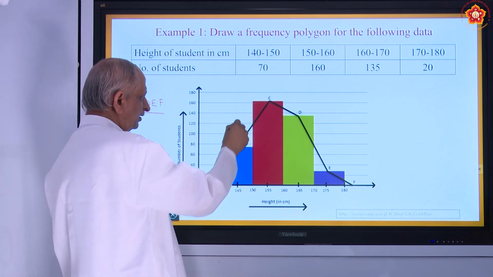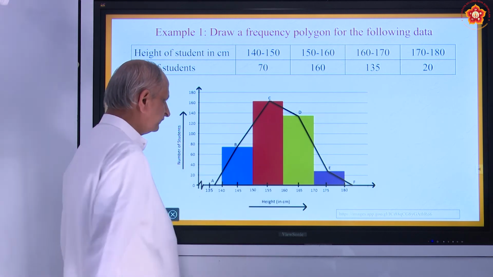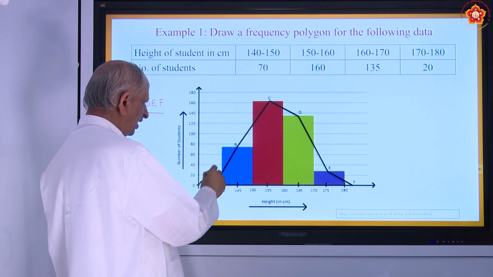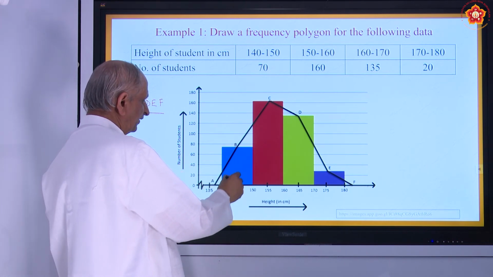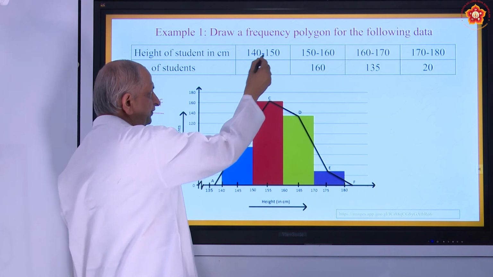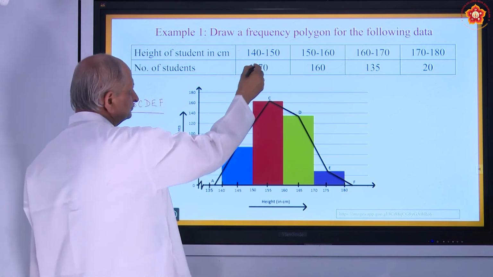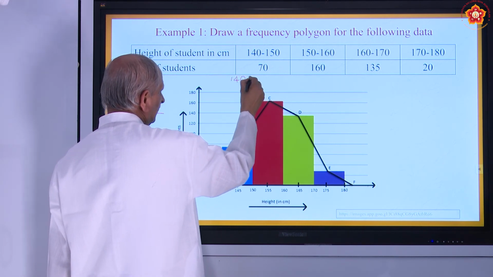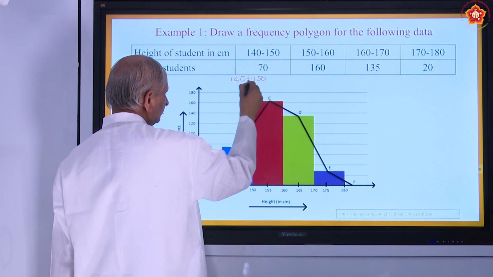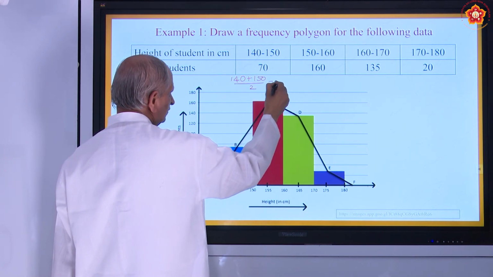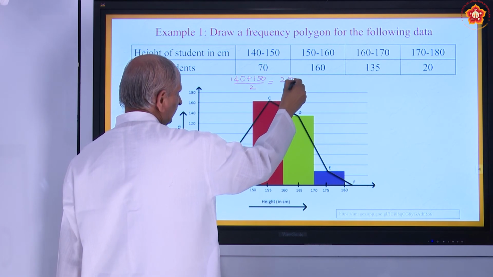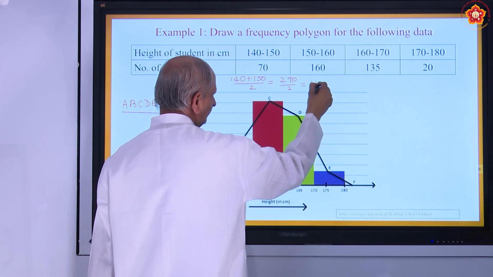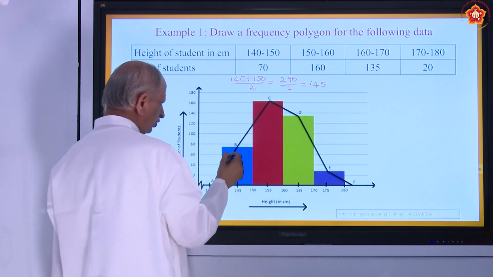Now you must draw a histogram first, then take the midpoints. For 135 to 140, the midpoint is taken here. Similarly, for 140 to 150 the midpoint is 145. How do you get 145? 140 is the lower limit, the higher limit is 150. Divide by 2. 290 by 2 comes to 145. That is how you got 145 here.